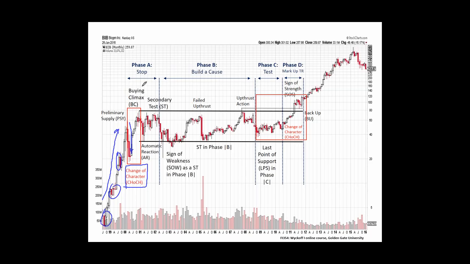Now, the buying climax and the automatic reaction, which is another big dramatic decline, set the outer edges of the trading range. So this is very important. One thing you learn today is to draw the support and the resistance off of the peak of the buying climax and the automatic reaction.